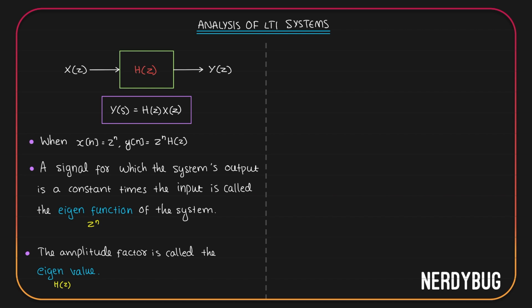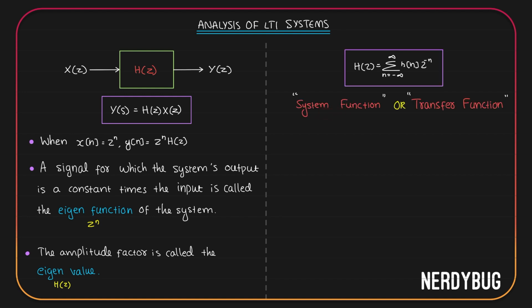We know h of z is the z transform of the impulse function h of n. So we can write h of z is summation from n equals minus infinity to infinity h of n z raised to minus n. This is called the system function or the transfer function of the LTI system.